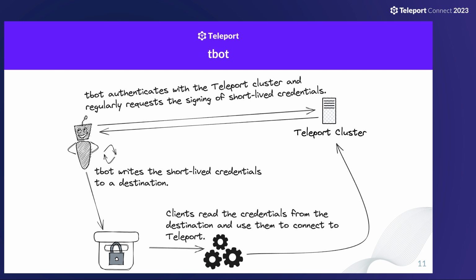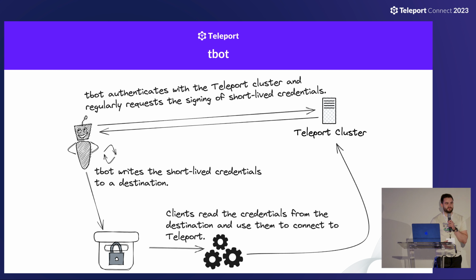To actually use Machine ID, we offer a binary called tbot. tbot looks after the process of fetching short-lived credentials for your other automations to use, whether those other automations be using tools like OpenSSH or tools like kubectl. tbot will handle authenticating with your Teleport cluster and then requesting the signing of these short-lived credentials that will be needed by your other tools.